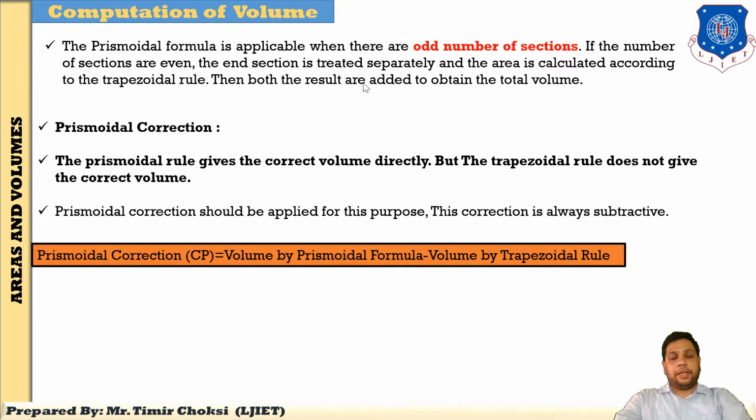I have already explained Simpson's rule in the area section, but not a single example of this type has been asked in GTU. Still, you should remember this.